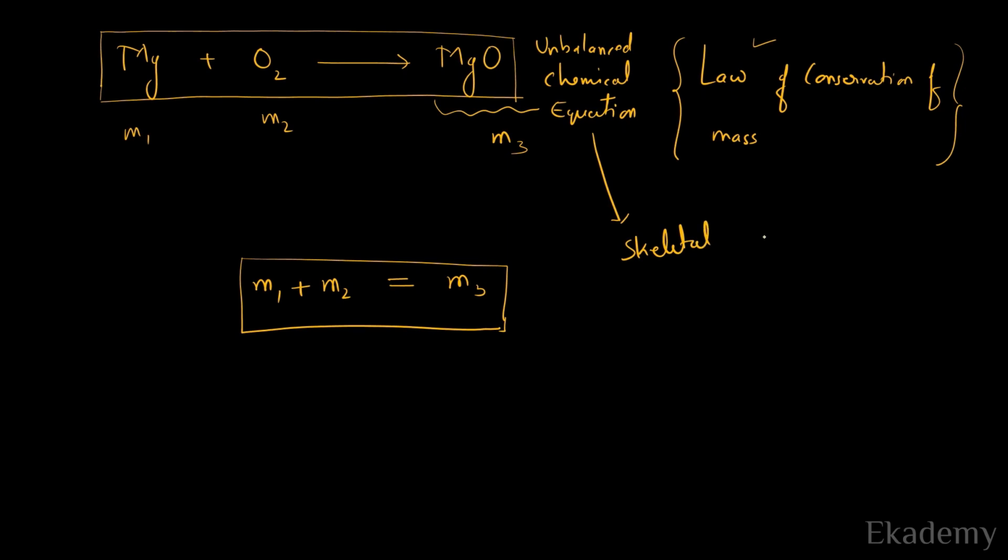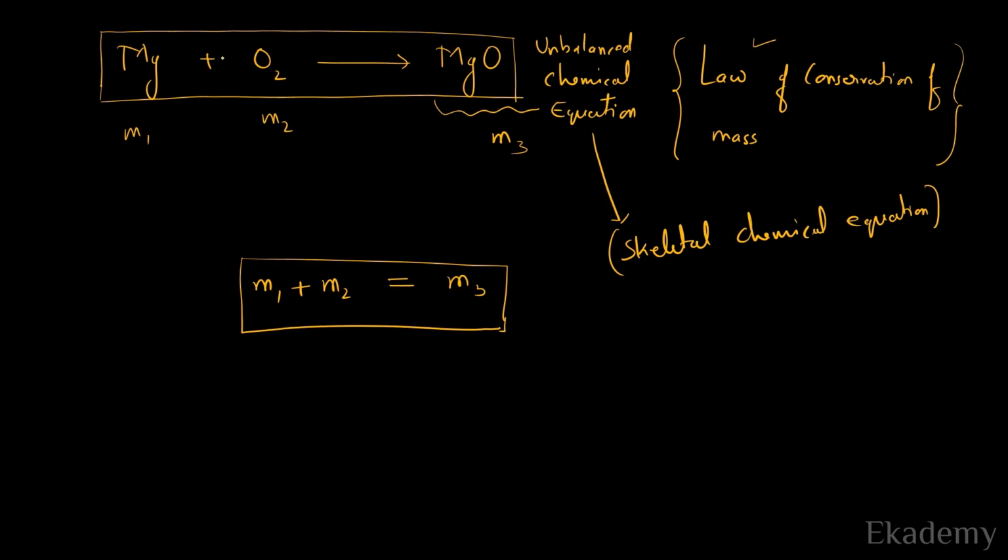Skeletal chemical equation. Now, a skeletal chemical equation is just a representation of a chemical reaction. That means this chemical equation provides the initial information that these two substances are reacting and this substance is formed.